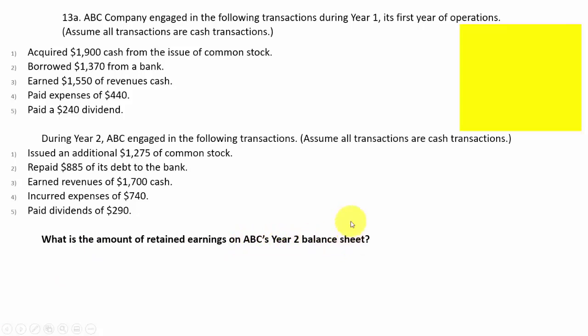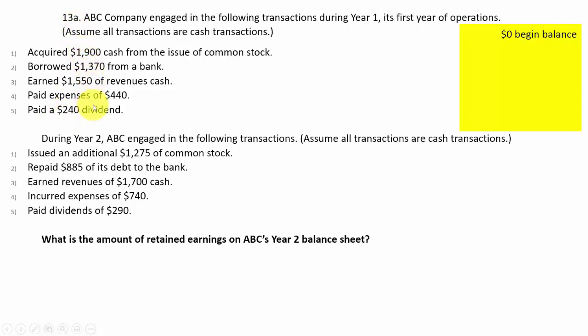Next, they want to know what is the amount of retained earnings on the ABC Company's year two balance sheet. So ABC has transactions for year one, they have transactions for year two, and they want to know what's the retained earnings balance at the end of year two. Well, first thing we're going to do is start off with the retained earnings balance of zero, and then add things and subtract things from year one that are going to affect retained earnings. The only things that affect retained earnings are revenues make it go up, expenses make it go down, and dividends make it go down.